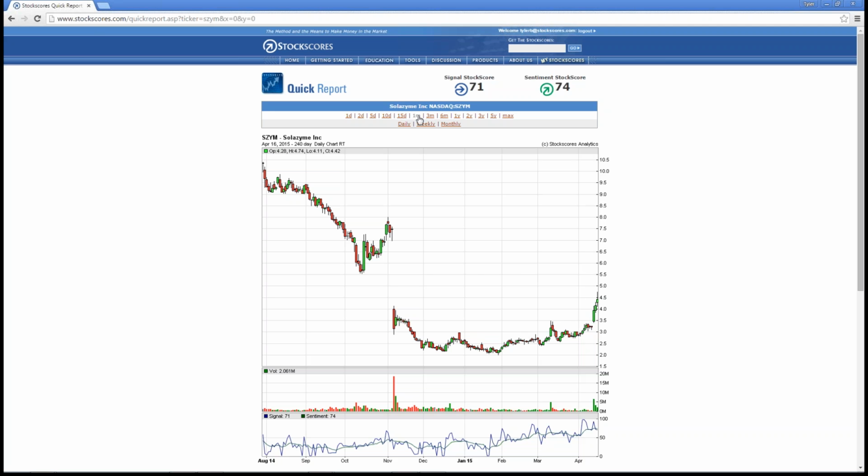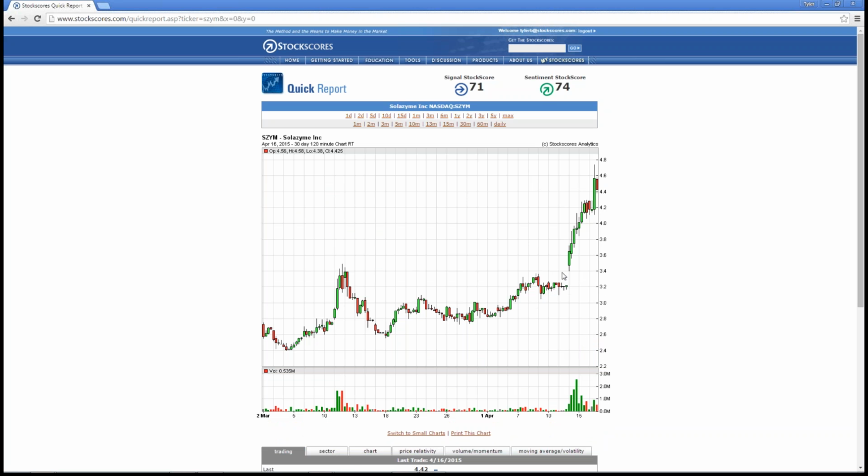If we look at a short-term chart of it, you can see it's just been marching straight up the last 3 days. And typically when that happens, you usually get a little bit of a pullback, but no reason to sell it yet. I would just kind of watch it closely.